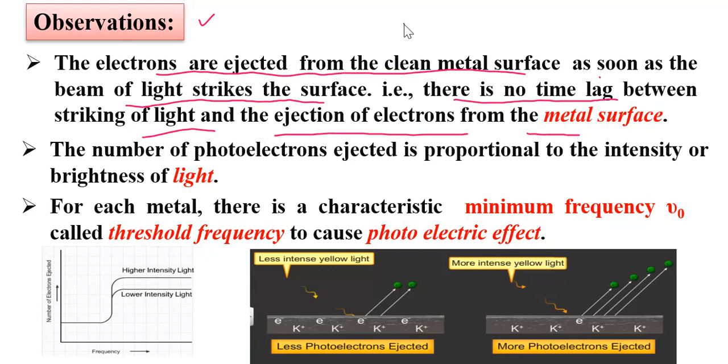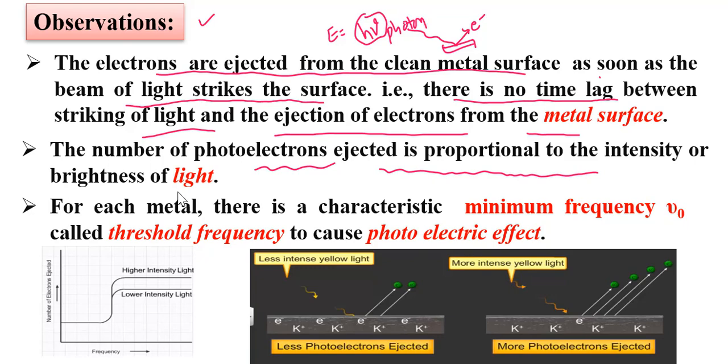When light is falling on the metal surface, it is immediately ejecting the electron. This is the photon, not proton, it is a photon. This is light. It has some energy, E, that equals h nu. The number of photoelectrons ejected is proportional to the intensity, the brightness, of light.